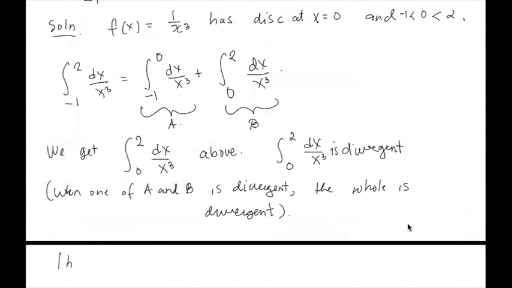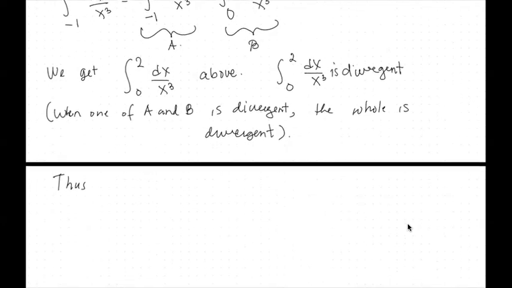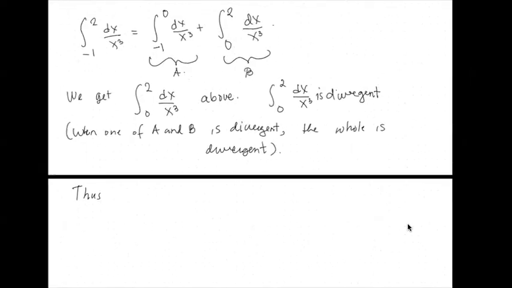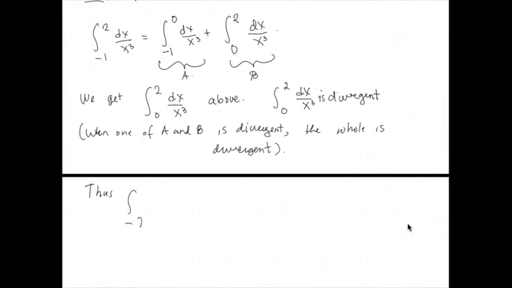So thus, what can you say about the entire integral? The integral from negative 1 to 2 is already divergent, because whatever happens at the other one, you get plus infinity, so it's divergent. So you don't need to solve for the other one when one is divergent. You can conclude immediately that the entire integral is divergent.